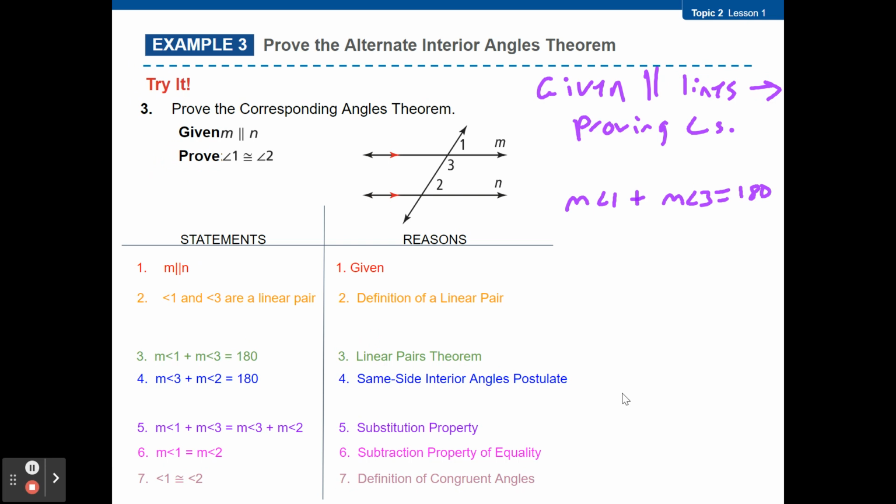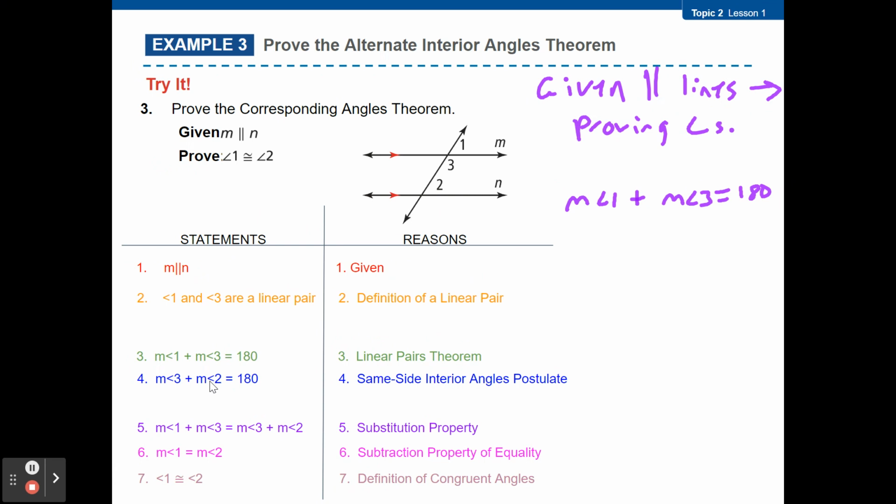Substitute, and that's why you can kind of flip-flop those sometimes between substitution and transitive. However, not everything that's substitution property can be transitive property. Like if I physically just took the measure of angle 3 and substituted for the measure of angle 2, that's not going to be transitive. That's just going to be substitution. Does that make sense? Yeah, Evan, you had your hand up?